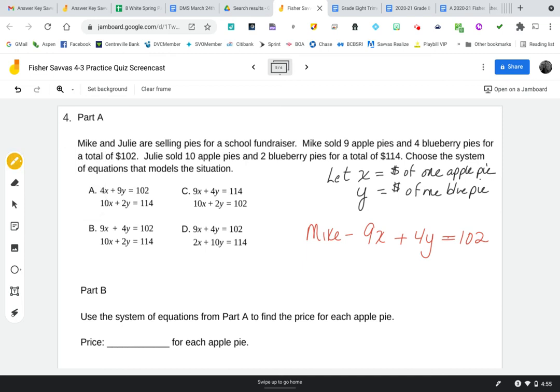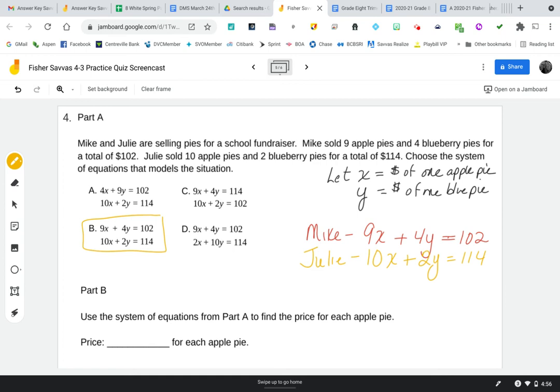And then for Julie, she sold 10 apple pies. So that would be 10 apple pies times the cost of each one, plus two blueberry pies times the cost of each one. And that's equal to $114. So if I go in and look at my A, B, C, and D, the correct answer looks like B. So B is my correct answer for the system of equations that would be set up correctly.